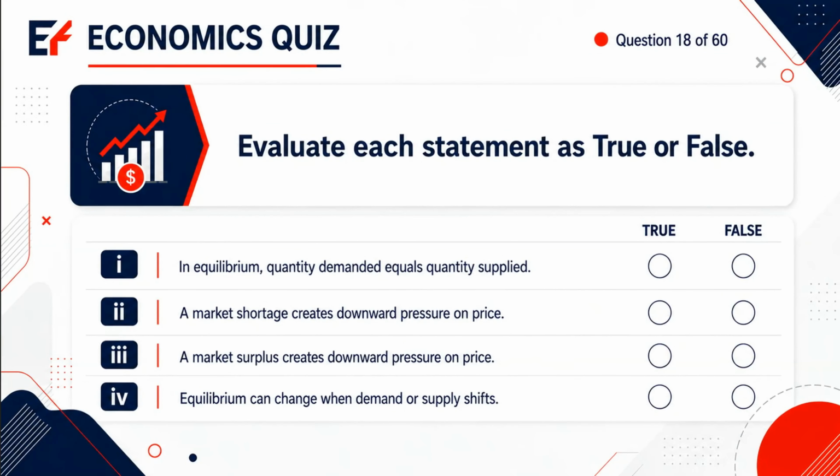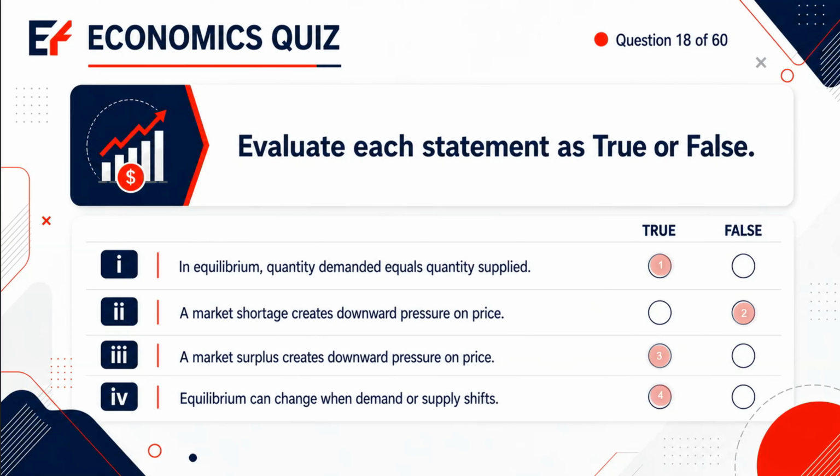Question 18. Evaluate each statement as true or false. In equilibrium, quantity demanded equals quantity supplied. The correct answer is true. A market shortage creates downward pressure on price. The correct answer is false. A market surplus creates downward pressure on price. The correct answer is true. Equilibrium can change when demand or supply shifts. The correct answer is true.